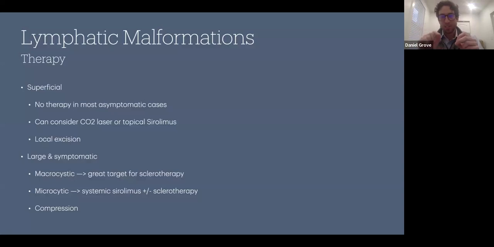Once you put in the agent, either doxycycline or bleomycin, it causes the inside of those lymphatic vessels to get sticky and close down. So patients don't have as much swelling and as much pain or bruising into those pockets. So sclerotherapy is a great option for macrocystic lymphatic malformations. For microcystic lymphatic malformations, there are no large cysts to target with sclerotherapy. So for these patients, we usually wind up doing systemic sirolimus as well as compression, depending on the location.